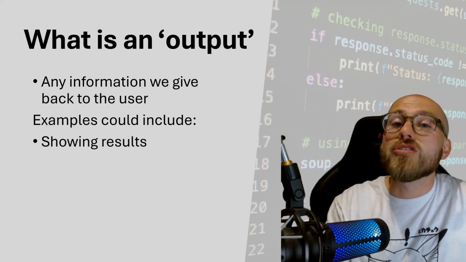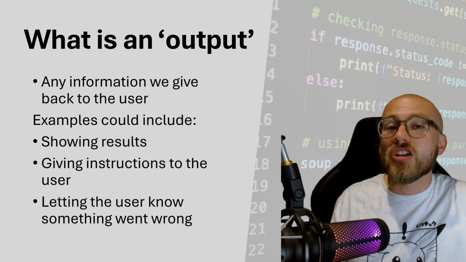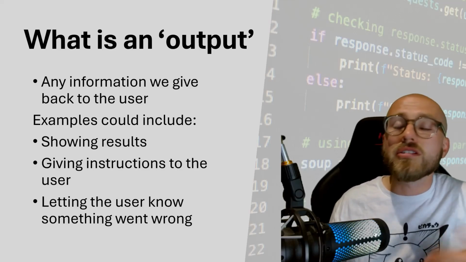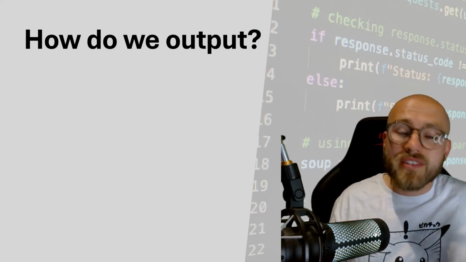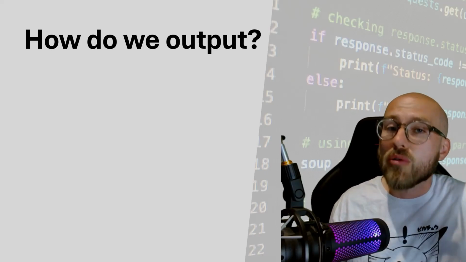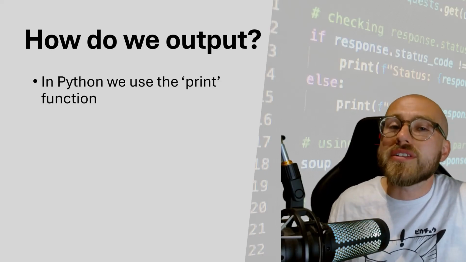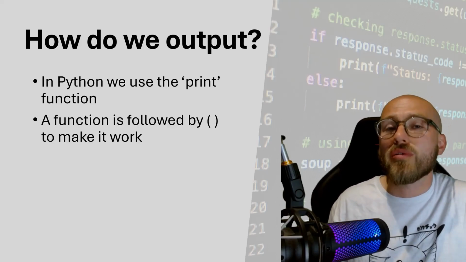This could be showing results, it could be giving an instruction to the user, or it could just be a little message to the user that something's gone wrong. There's loads of other examples as well, these are just some common ones. Like every programming language, Python has its own way of outputting information, and we are going to use a word called print. So this is known as the print function. And to make a function work in Python, you will need to have an open-close bracket at the end of a function.